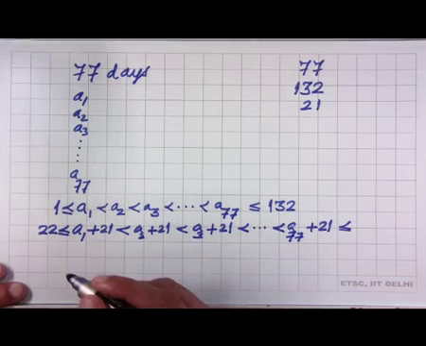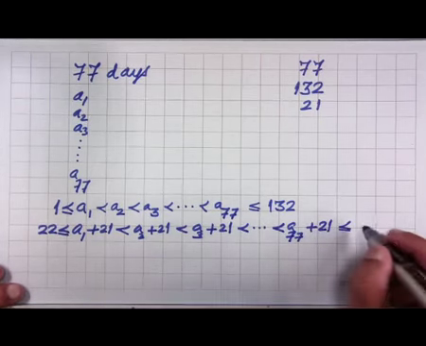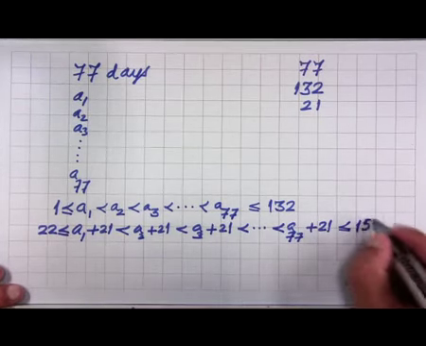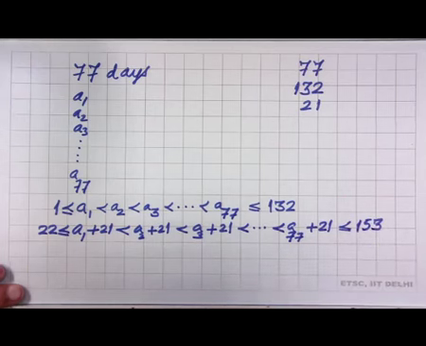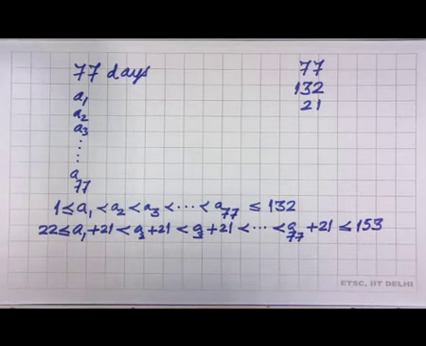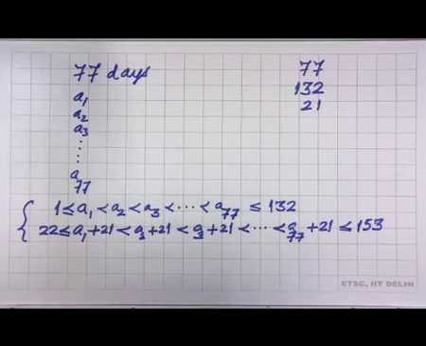I see light at the end of the tunnel. What is 132 plus 21? It is 153. Where's the light? Well, the light is that 153 plus 1 is 2 times 77. That somehow should connect. So I've got these two pieces of information.